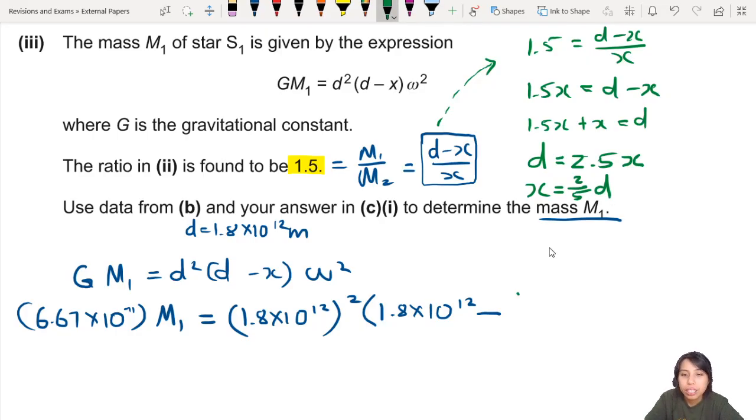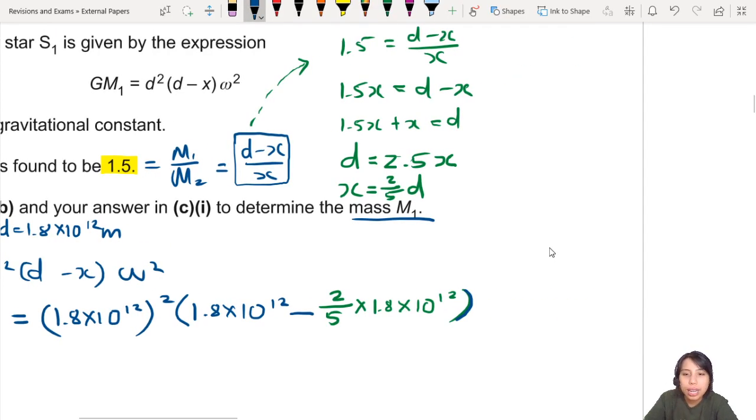So here you'll have 2 over 5. How to write here? It's not enough space. Times D, which is 1.8 times 10 to the 12. Actually, we could have done some calculation to simplify this a little bit more. It's a bit long, but oh well, we already wrote it out. So the last one is omega. Previously they already asked you to find that, so we just write that down: 4.5 times 10 to the negative 9 radians per second.